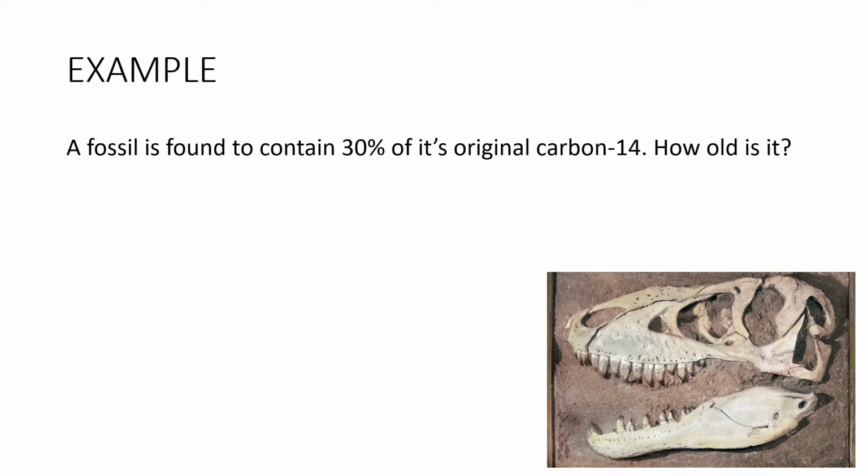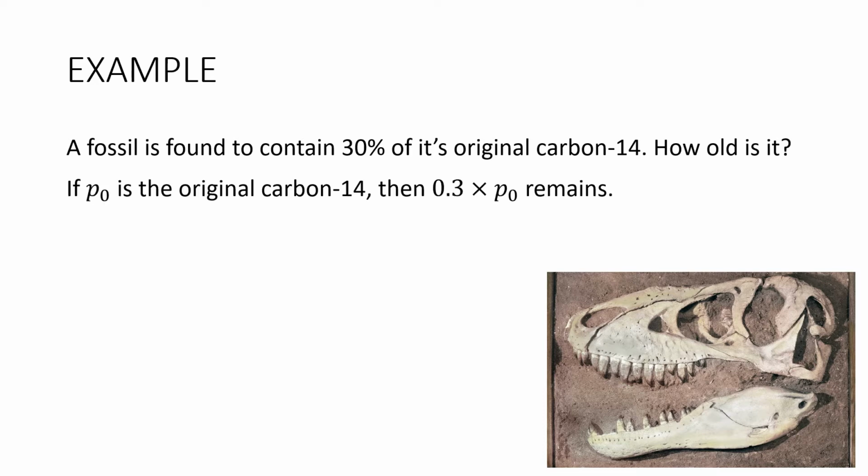2.718. Here's an example. A fossil is found to contain 30% of its original carbon-14. How old is it? So the problem with this question is that we're not told how much carbon-14 there was originally or how much remains. We're only told a proportion. But that's okay, this is what we can do. If P0 is the original amount of carbon-14, then 0.3 lots of P0 is what remains. And that's what we're going to substitute in for P of T. So this is the current amount here. And you can see how the P0s will cancel out, and we're left with just an exponential equation that we can solve using logs. Now you can take logs of both sides.